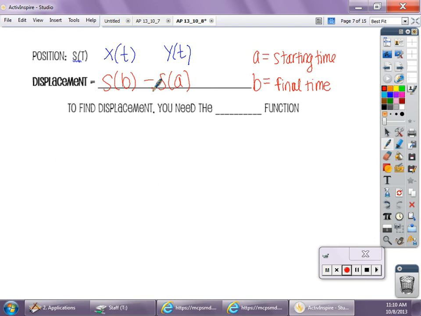I'm right back at 0. My displacement was 0. All you care about is the ending position and your beginning position. I don't care what happens in between. You can do a crazy dance in between, but it doesn't matter, ending versus beginning. That's all you need. All right?